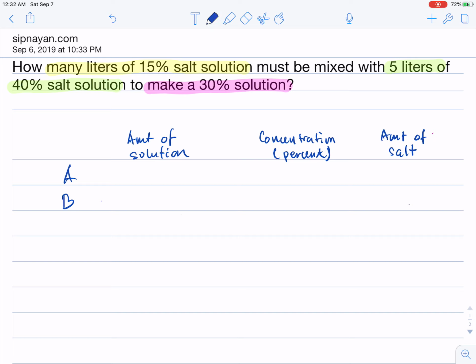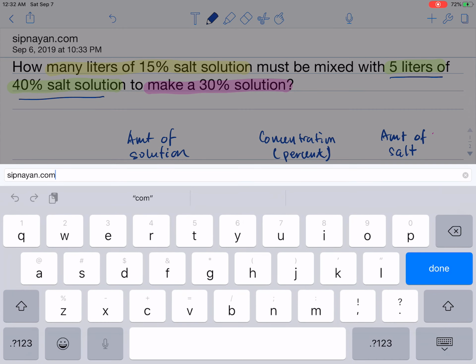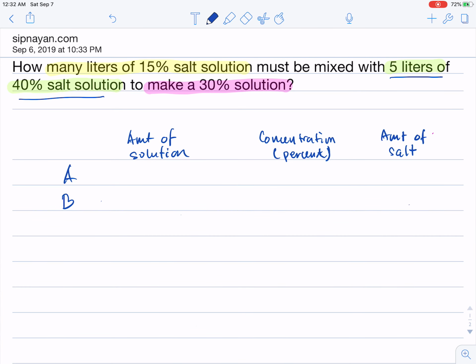Anong mas kompleto? I think ito yung mas kompleto, ang 5 liters of 40% salt solution. So, if this is solution A, itong yellow na to ay A, tapos itong green ay B. So, kompleto yung B, no? 5 liters yung solution niya, 5 liters amount of solution o yung volume niya. And ilan ang concentration niya? 40%.